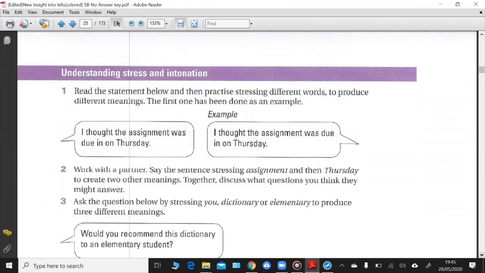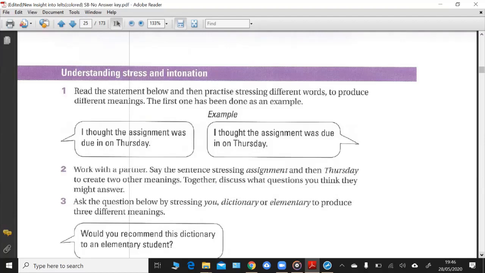Understanding stress and intonation. Number 1. Read the statement below and then practice stressing different words to produce different meanings. The first one has been done as an example. I thought the assignment was due in on Thursday. I thought the assignment was due in on Thursday.